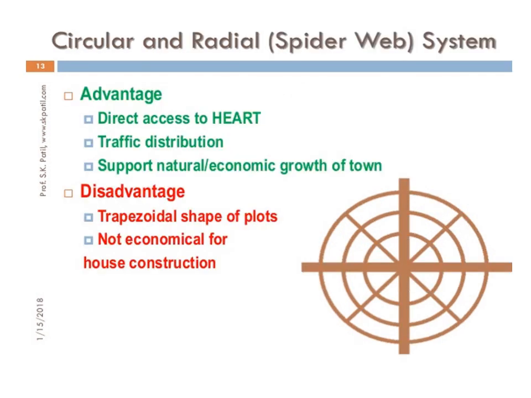So in this slide we are going to see the circular and radial system, that is the spider web system, which is shown in the figure. Following are the advantages of this particular system: direct access to heart, traffic distribution, support natural or economic growth of town. The following are the disadvantages: typical shape of plot, not economical for construction of house.